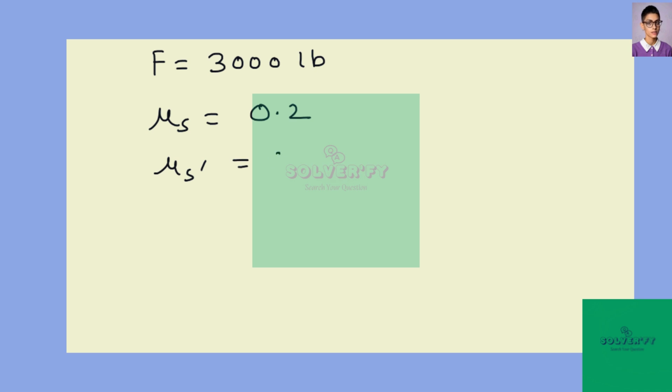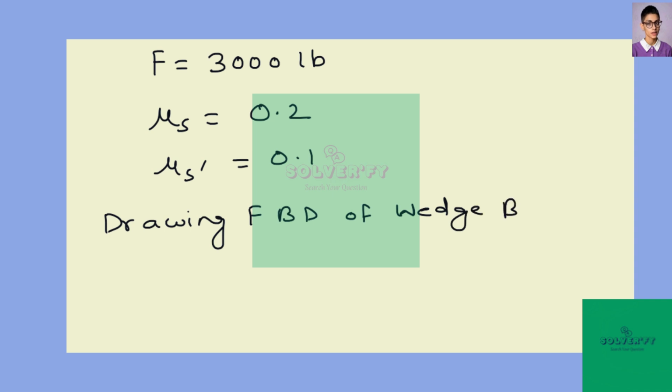First, we will write the given data: F is given as 3000 lb, mu_s is given as 0.2, and mu_s dash is given as 0.1. Now, drawing the free body diagram of wedge B.